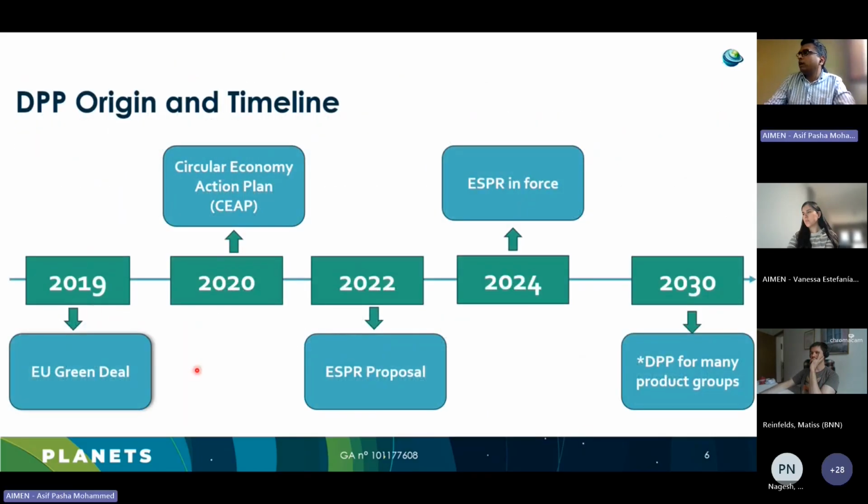Regarding the origin and the timeline, I'll be going into details on each of these in the later slides, but it all started in 2019 with the EU Green Deal, and then the Circular Economy Action Plan in 2020. And then the DPP was mentioned during the ESPR in 2022, and from July 2024 this regulation is in force. And there are certain product groups that are identified as a priority. The idea here is that many of the product groups will be included into this ESPR to provide a DPP by 2030.